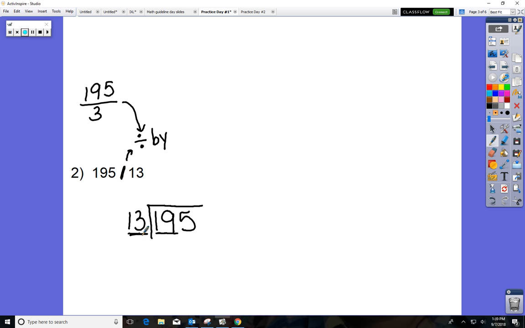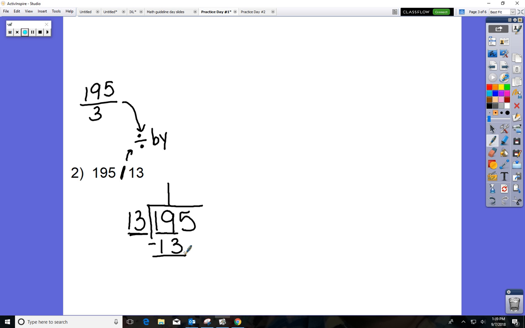So I'm going to see how many times 13 can go into 19. So 13 goes in one time. I'm going to put the 1 above the last digit of the number I'm going into up above. I then would do 13 times 1.